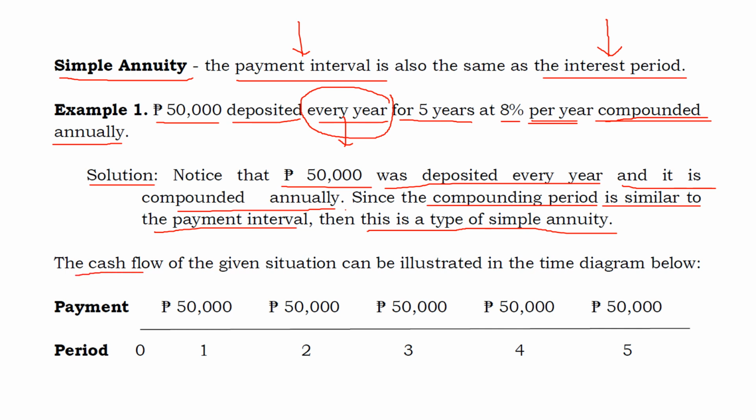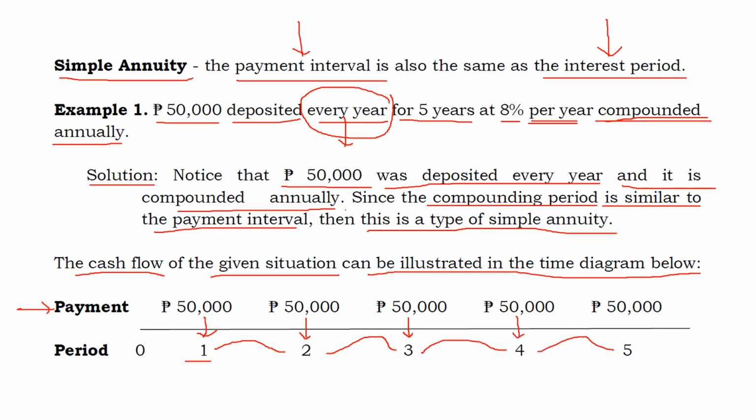So the cash flow of the given situation can be illustrated in the time diagram below. For the periodic payment, for the first year, we can map the 50,000. After 1 year, there's another 50,000 pesos to be deposited. And after 1 year, for the third year of payment, there's another 50,000 pesos. Same thing from the third year to the fourth year. After 1 year, there is another 50,000 pesos, up to the last payment, which is the fifth year.